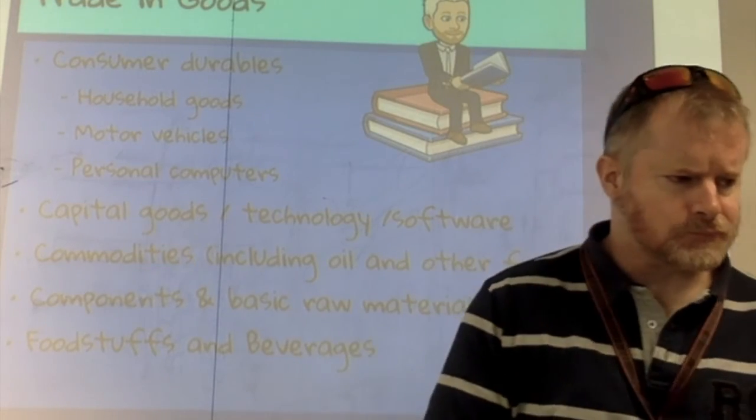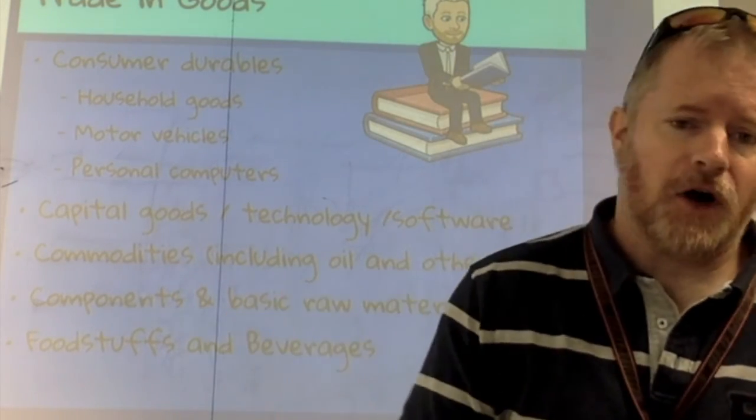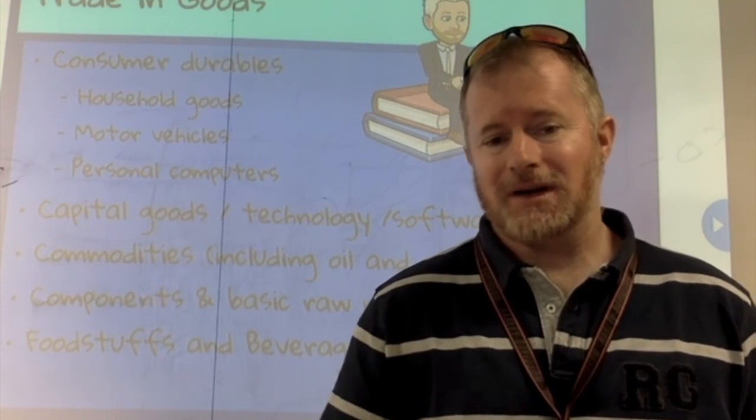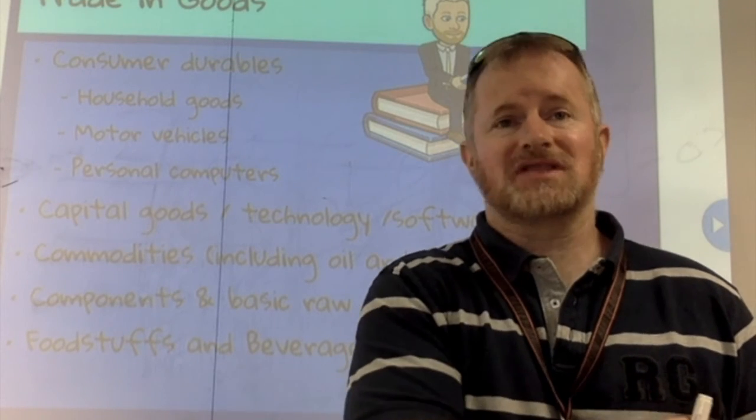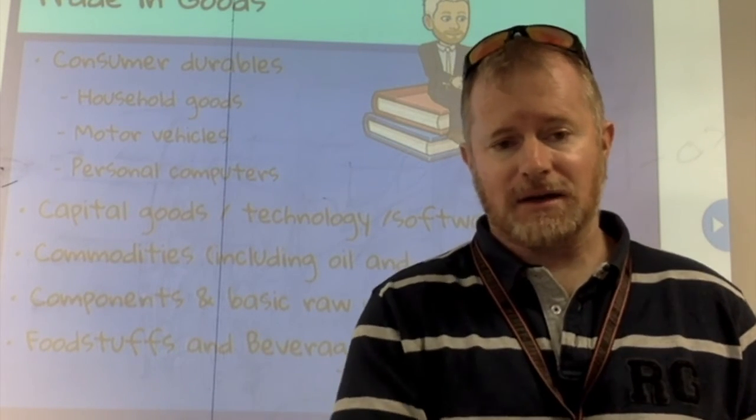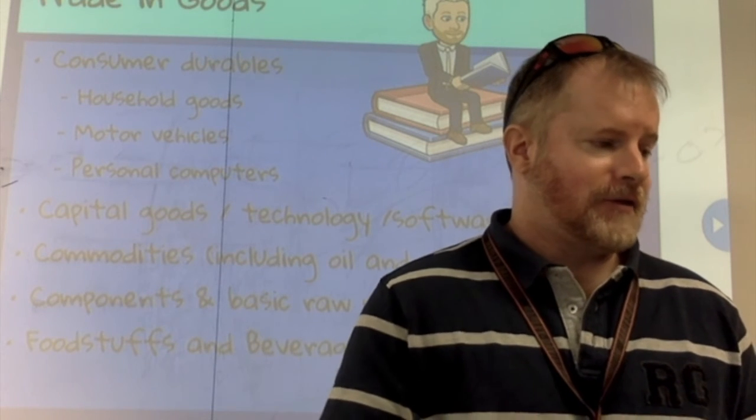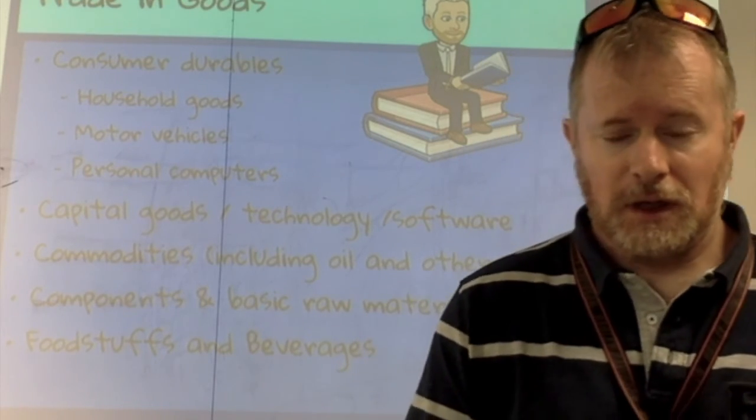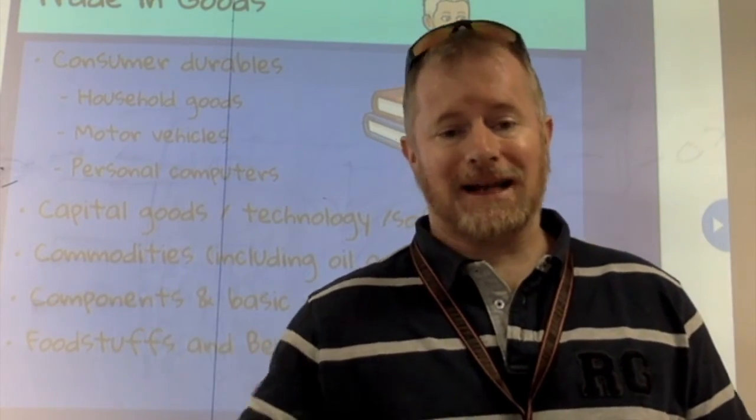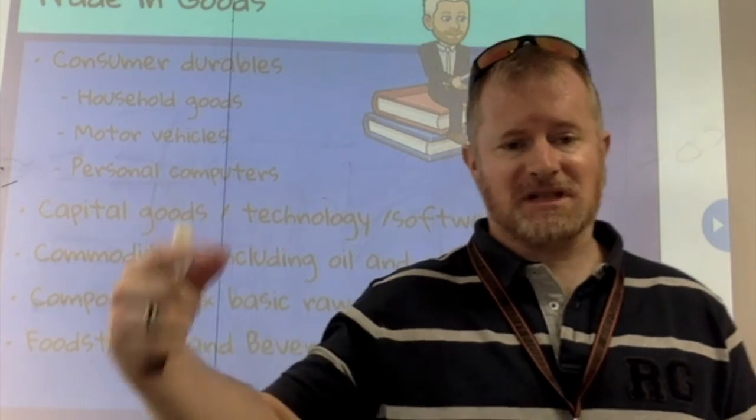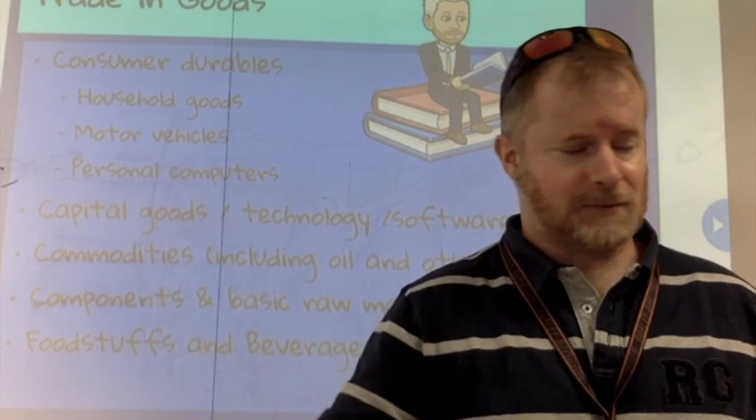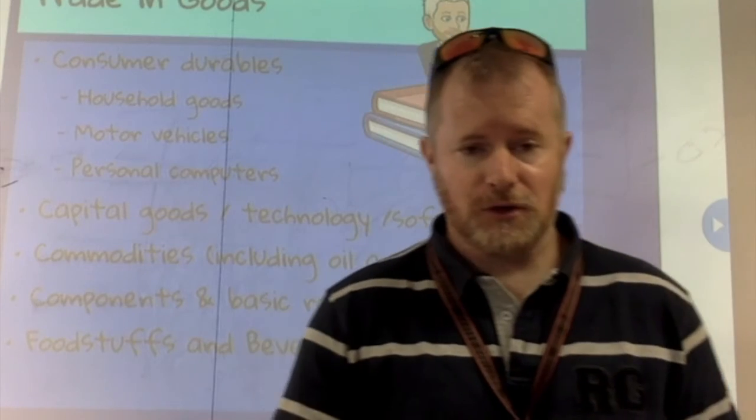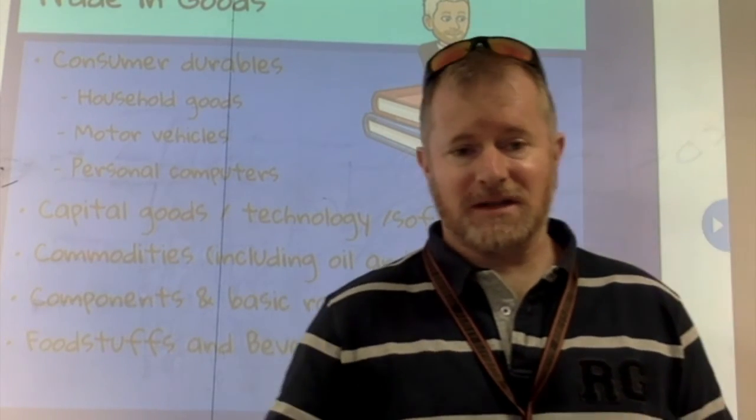The sorts of things that we find in the trade in goods. Well, quite clearly, the terminology is going to be important again, and this is because you will see it in the news, in news articles, in the textbooks, etc. Phrases that will be used are things like consumer durables. If something is durable, it is longer lasting. So Duracell batteries, longer lasting batteries. So household goods, motor vehicles, personal computers, we expect those to be slightly longer lasting.